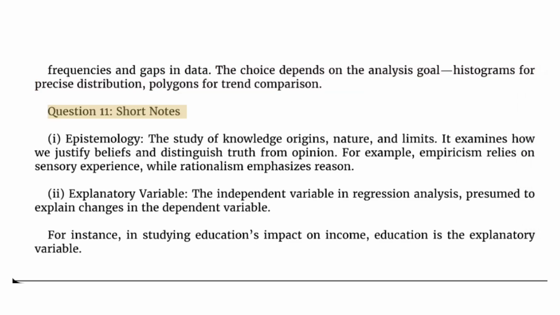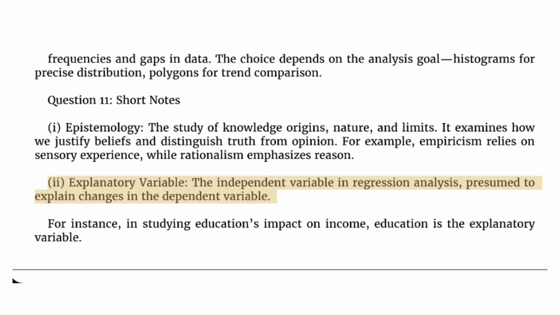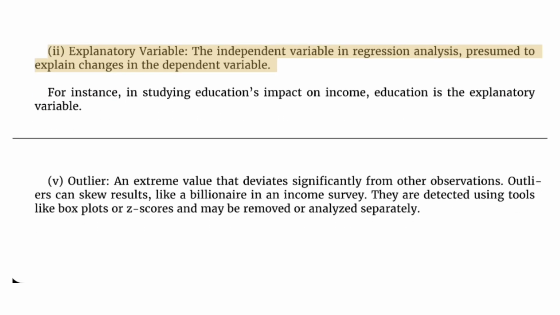Question 11. Short notes. Epistemology, the study of knowledge origins, nature, and limits. It examines how we justify beliefs and distinguish truth from opinion. For example, empiricism relies on sensory experience, while rationalism emphasizes reason. Explanatory variable, the independent variable in regression analysis, presumed to explain changes in the dependent variable. For instance, in studying education's impact on income, education is the explanatory variable.